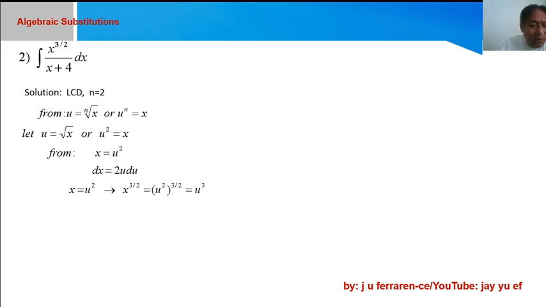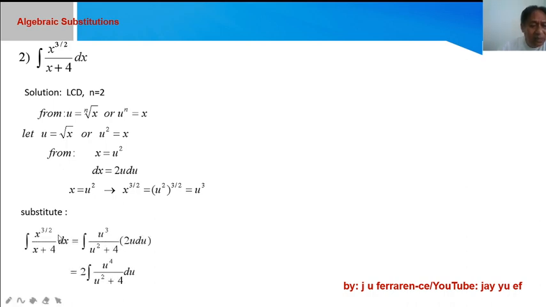So, replacing my variable x in terms of a new variable u: x to the power 3 halves is u cubed, correct? Then x, what is x? x is equal to u squared, okay? Then plus 4. So 2 can be placed before the integral sign as a constant. Then I can take the product of u and u cubed. This is u to the 4th power, divided by u squared plus 4.